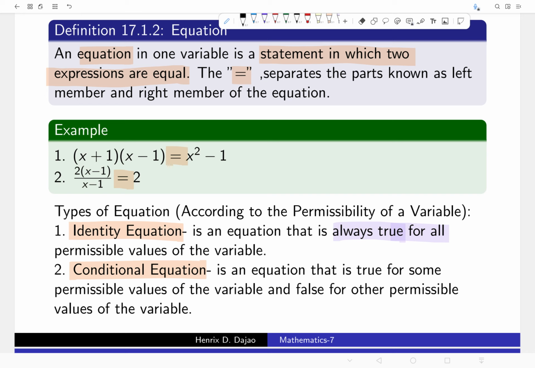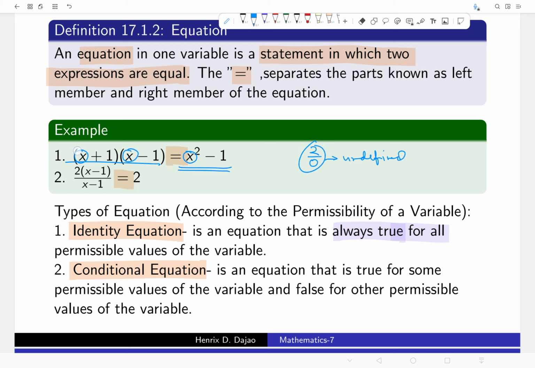So for example number 1, what are those values of x that we can substitute so that our left and right sides will not be undefined? When would it be undefined? If the denominator is 0 and you have a numerator that is non-zero, let's say 2, this one is undefined. So we will avoid this kind of expression.